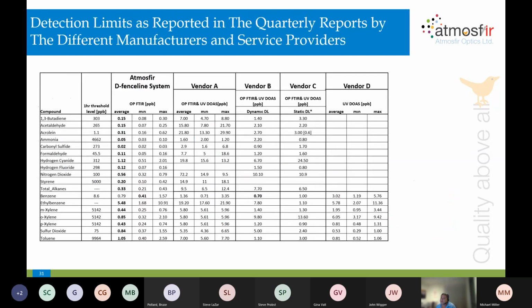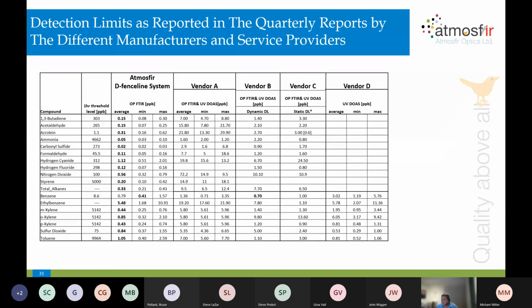But again, keep in mind that if you need to monitor, choose an instrument that can meet all the thresholds that you need to measure, today's thresholds, and maybe look to the future as well. I took all the data from the reported quarterly reports from all the vendors. What you see is the Atmosfir Fenceline system, and I will not tell the names of the others, but let's call them vendor A, vendor B, vendor C, and vendor D. What you can see is the name of the compound and then the threshold, the 1 hour OEHHA threshold that you need to meet.